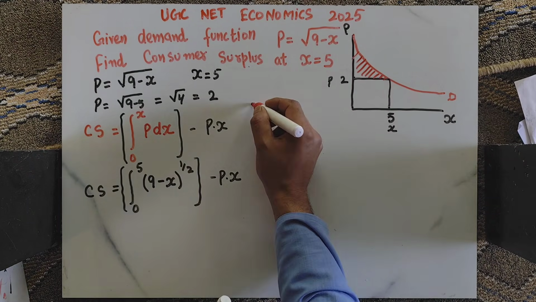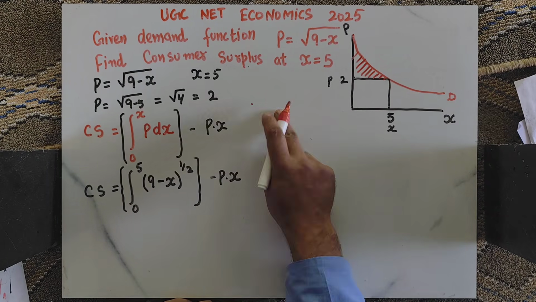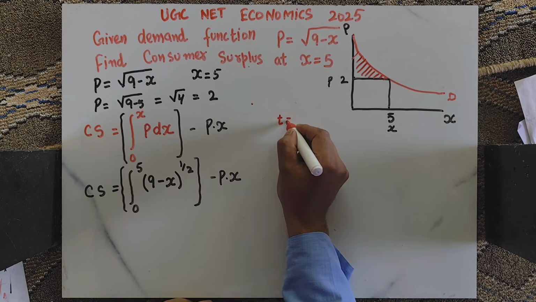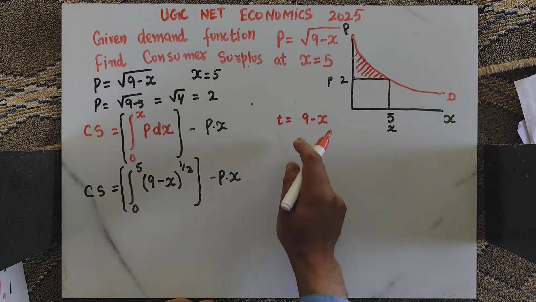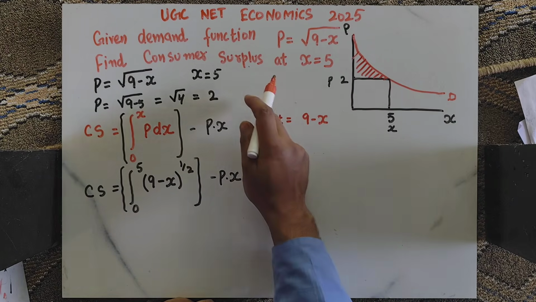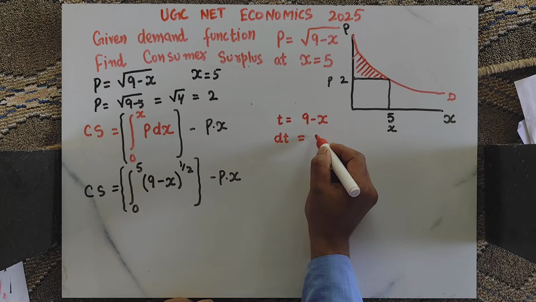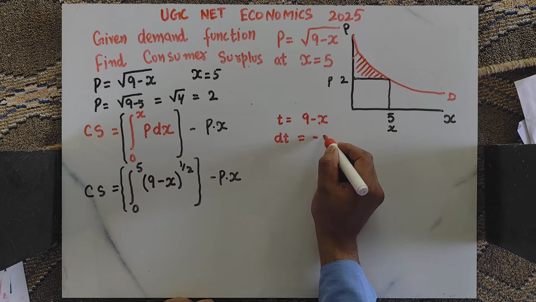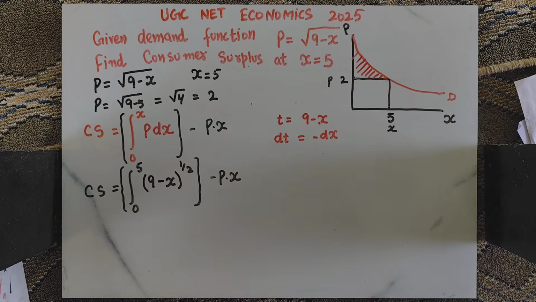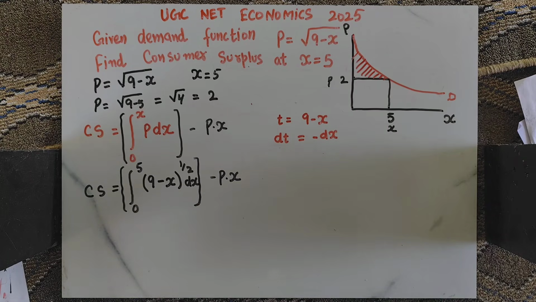Okay, and let me write it here, then I will rub this out. Let us suppose t is equal to 9 minus x. Differentiate or take the differential on both sides. So the derivative of t is dt, which is equal to the derivative of the constant, which is 0, and the derivative of x is dx. So we get minus dx. Here we have dx, with respect to x, and we are taking the integral here.